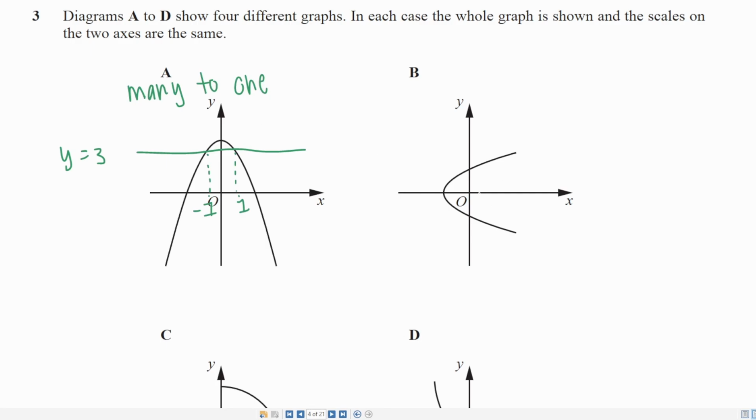Now let's move on to B. In B, let's say we have a singular x value here of 1, and you can actually see that this x value of 1 can give us 2 y values. So 1 to many, and as such, a one-to-many graph is not considered a function. So this is not a function.